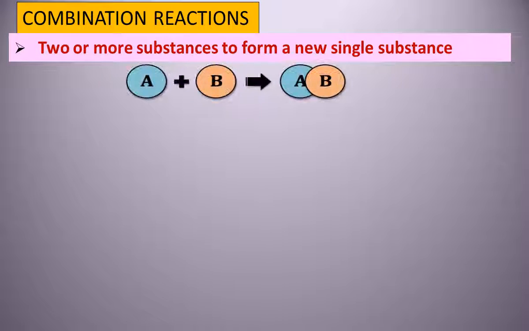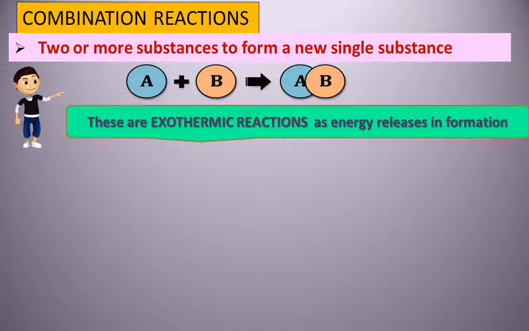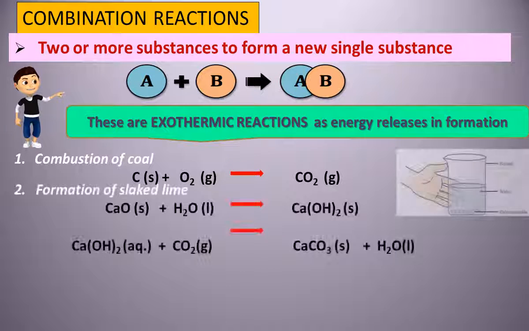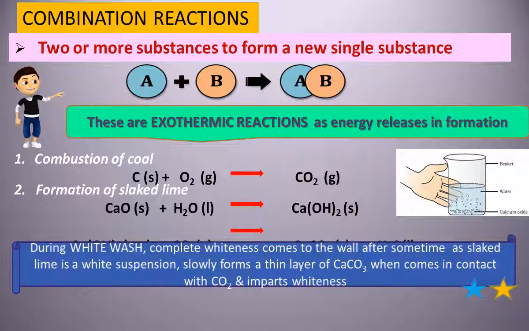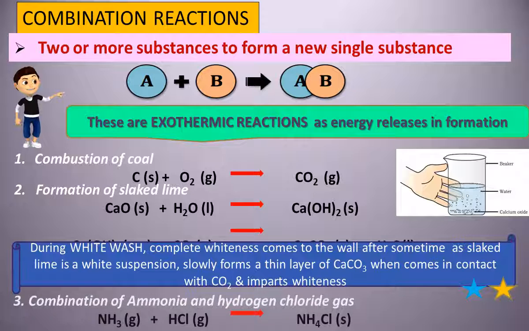Firstly, we will discuss the combination reaction, the reaction in which two or more substances combine to form a new single substance under suitable condition. So, in this figure, A and B are the two reactants. They combine together to form a single substance, that is AB. These are the exothermic reactions, so they release energy in the form of heat. Examples: combustion of coal, formation of slaked lime, and the combustion of ammonia and HCl gas.